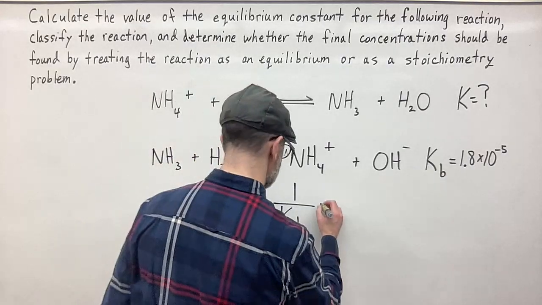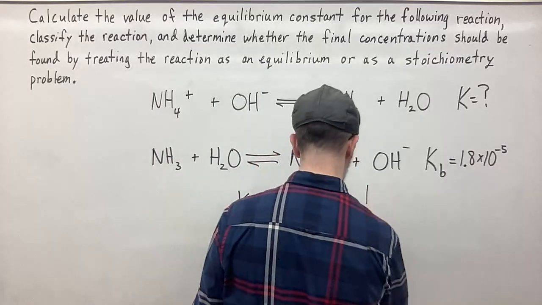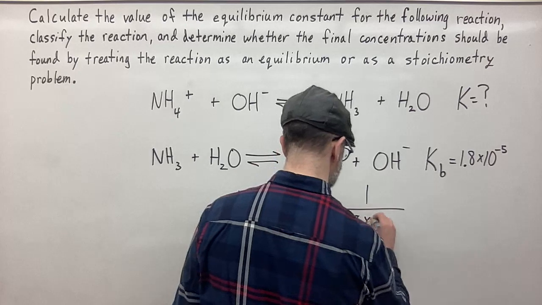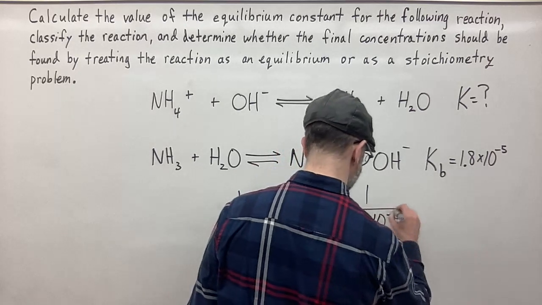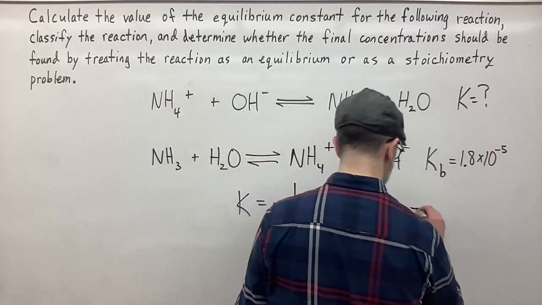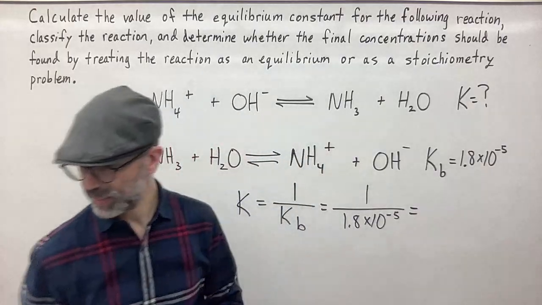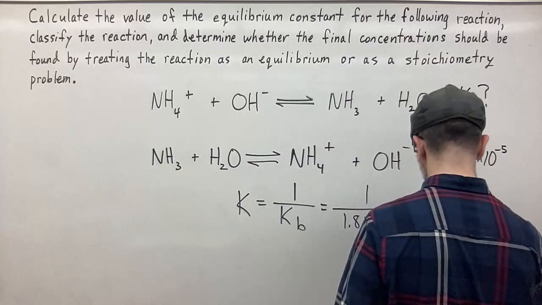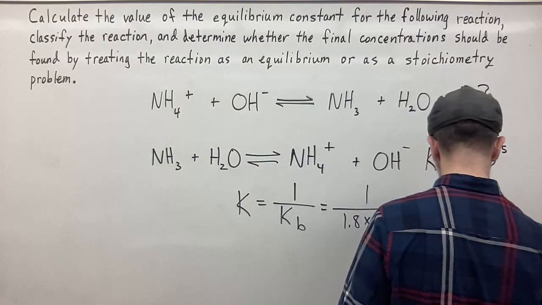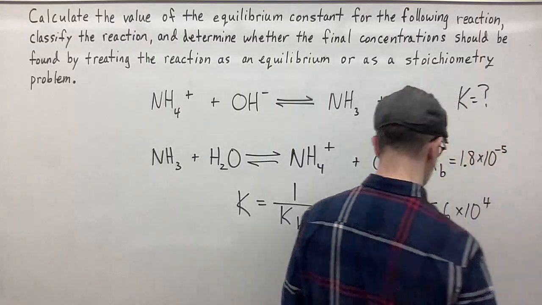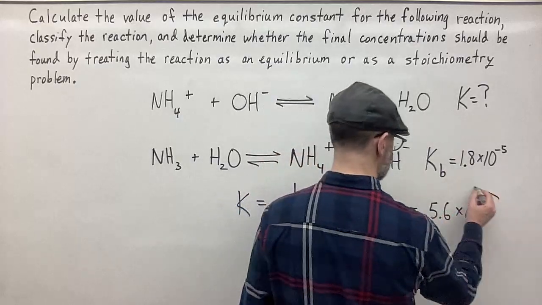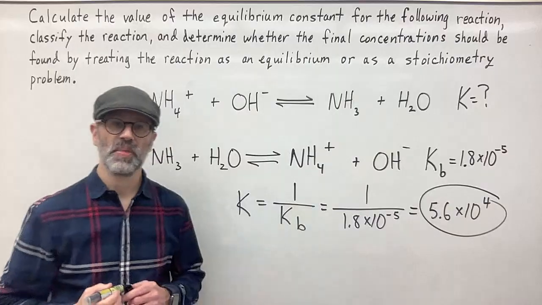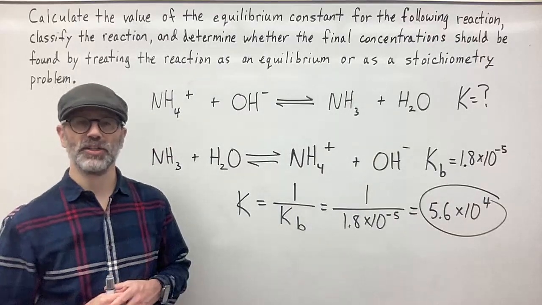So all we have to do is plug in the value for Kb, which is 1.8 times 10 to the negative 5. And then when we take the reciprocal of that, we get 5.6 times 10 to the 4th. So that is the K value for this given reaction. Okay, well, what about classifying this reaction?